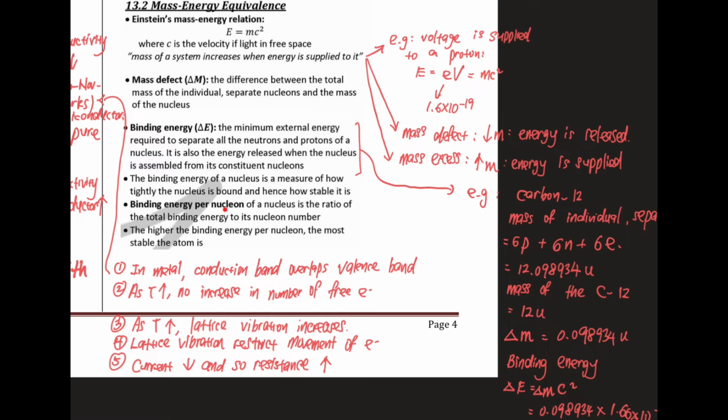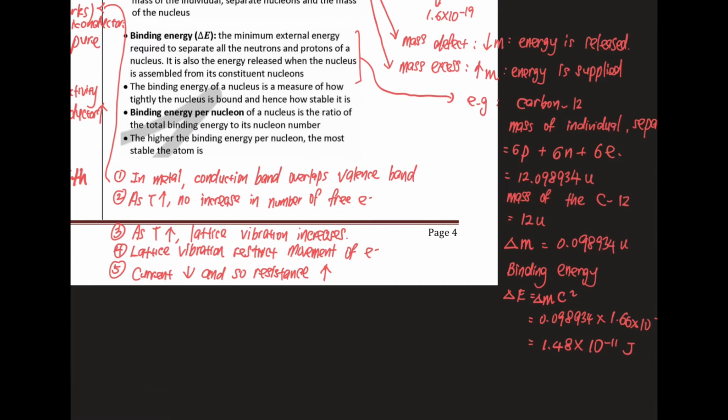Binding energy per nucleon of a nucleus is the ratio of the total binding energy to its nucleon number. Take binding energy divided by nucleon number. The higher the binding energy per nucleon, the more stable the atom is. So let's see an example.